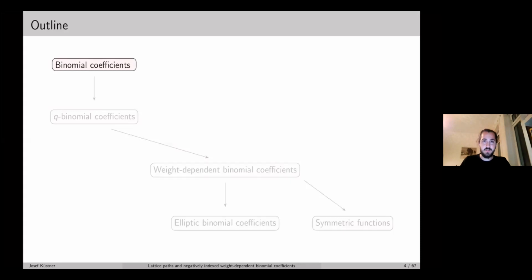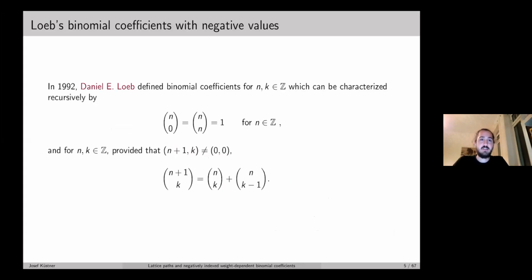Okay, let's start with binomial coefficients. In 1992, Daniel Loeb asked himself the question, what can we say about the binomial coefficients if n, k are not restricted to be non-negative? And he defined them in a way such that it works very nicely. So he said n choose 0 and n choose n are equal to 1. And for all the others, we have the usual three-term recurrence for the binomial coefficient: n plus 1 choose k is equal to n choose k plus n choose k minus 1.